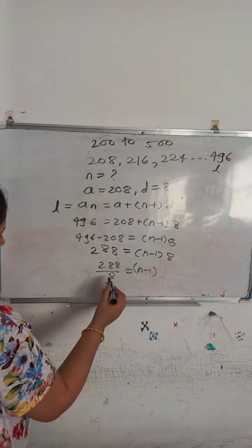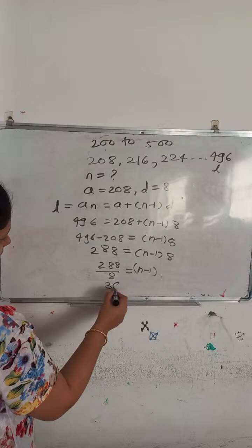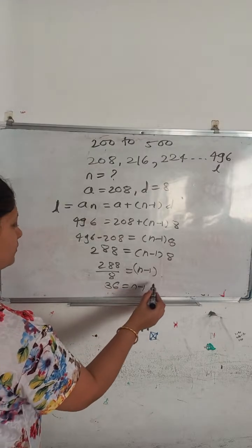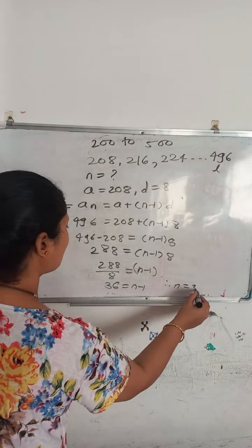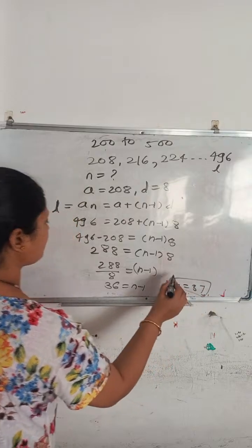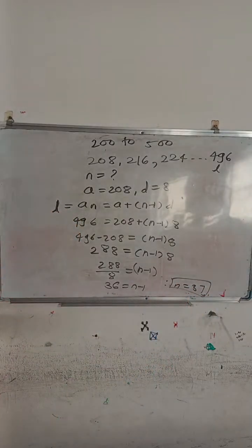That is 36, so n minus 1 is 36, and here n you will get as 37. So we are getting 37. Can you all get how we are doing the operation and how we are forming an AP?